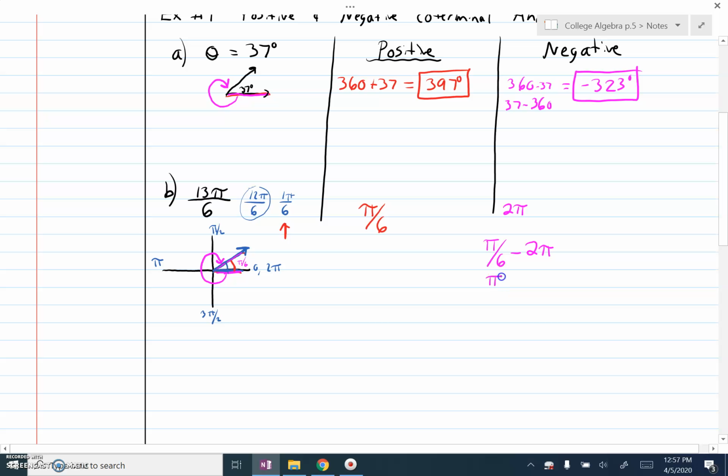So this one's just pi over 6. We can make this the same denominator by multiplying both the top and the bottom by 6, which would make it 12 pi over 6. So I'd have a negative 11 pi over 6. And that would end at the same spot, because the whole way around would be negative 12 pi over 6, and we know it doesn't quite make it the whole way around. It stops here at pi over 6 early. Okay, so that's how I do coterminal angles. If you have questions on this, let me know. You're trying to find another angle that has the exact same stopping spot.